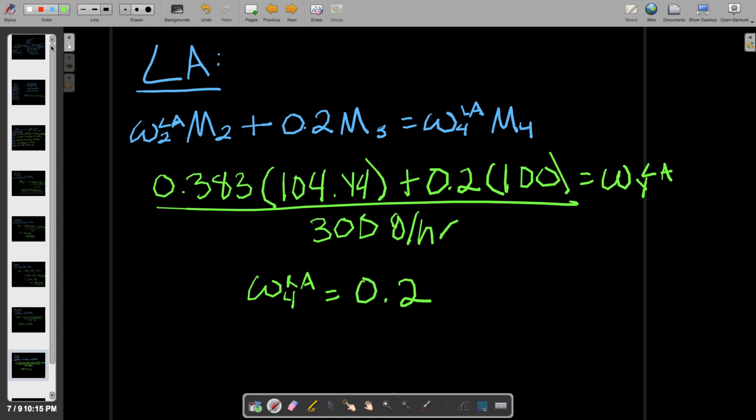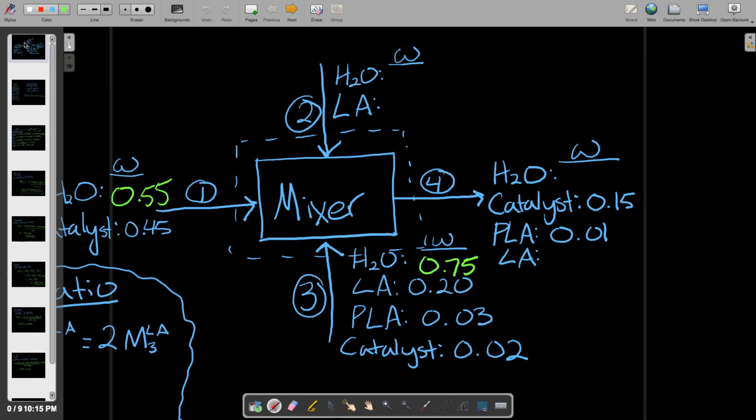So now that we have both of these numbers, we can go back up to our diagram. We can plug in these numbers for LA in stream 4 and stream 2. And then from that, we can find that the mass fraction of water in stream 4 is 0.64. And the mass fraction of water in stream 2 is 0.617.